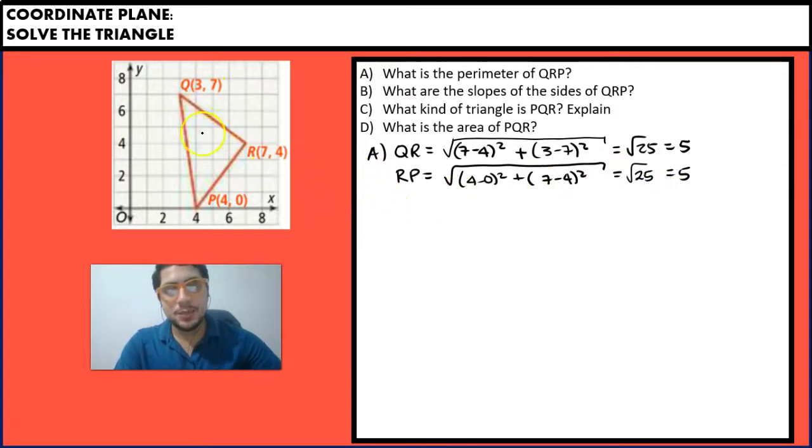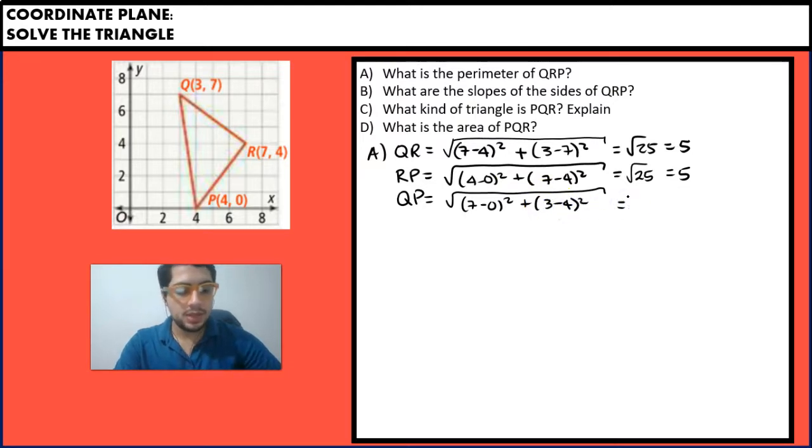Now, last but not least, we're going to find QP. So when finding QP, we're going to do again the same thing. So it's going to be (7 minus 0) to the power of 2 plus (3 minus 4) to the power of 2. And that is going to give us an answer of the square root of 7 to the power of 2 plus negative 1 to the power of 2, which is going to be the square root of 50, which is going to be 5 square root of 2.